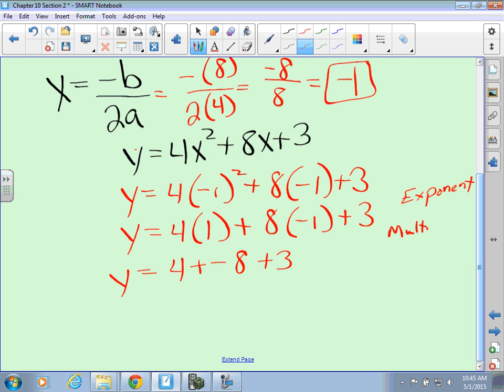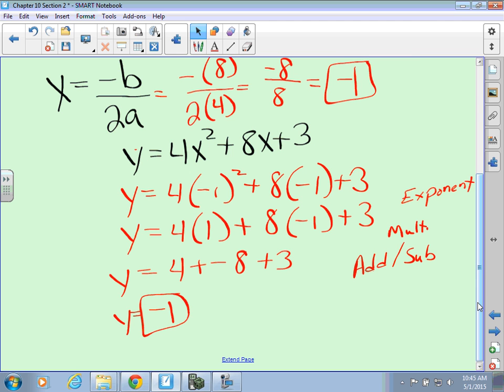Okay. So now, what did I find? I found the y of the vertex. So my vertex is -1 comma -1. That's my vertex. And that's important, and we'll see why in just a minute. Okay, so I found my vertex. The next step is going to be my axis of symmetry. And I'm going to abbreviate it.